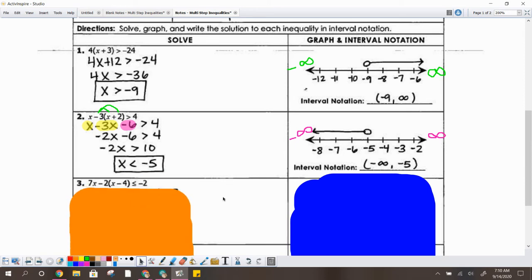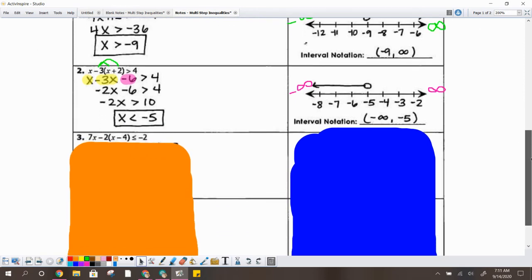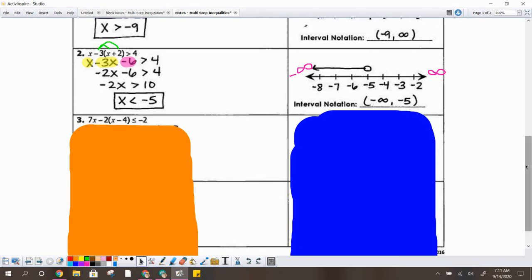All right, number 3. We have 7x minus 2 times the parentheses, x minus 4 is less than or equal to negative 2. So we're going to solve this just like we solve our equations. Distribute that negative 2 first to both parts. Then step 2 is to combine our like terms. So we're going to combine our 7x and our negative 2.